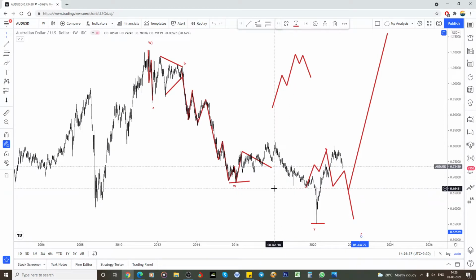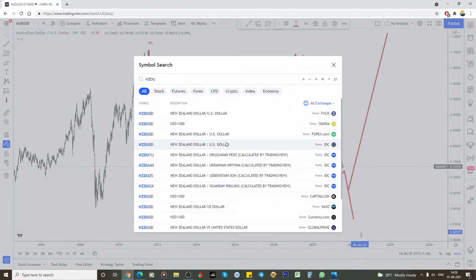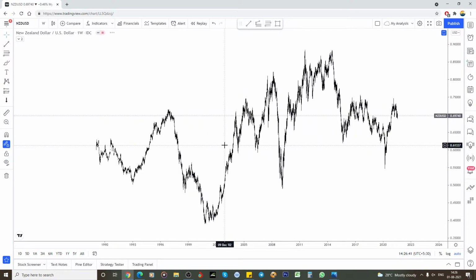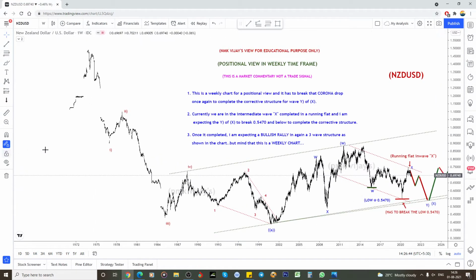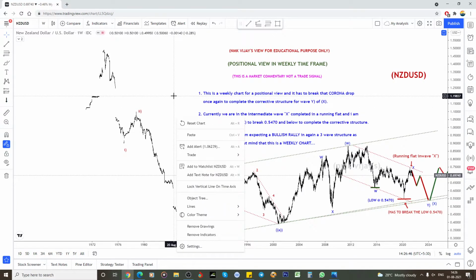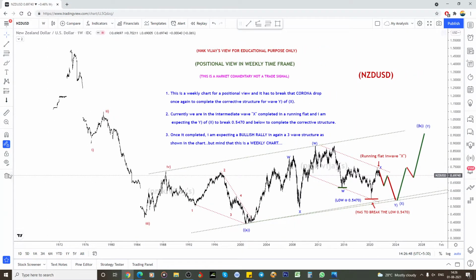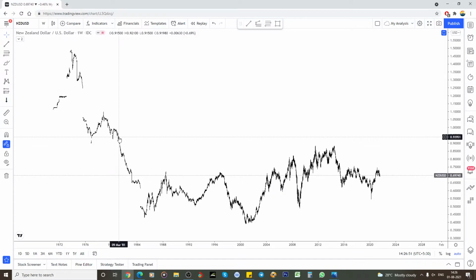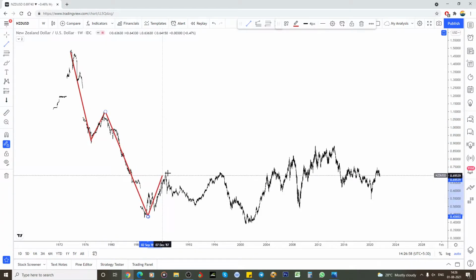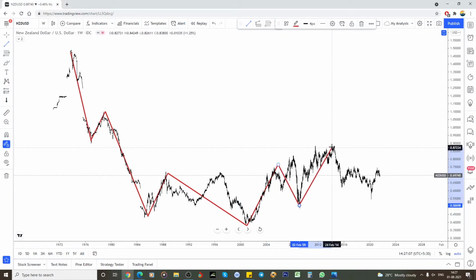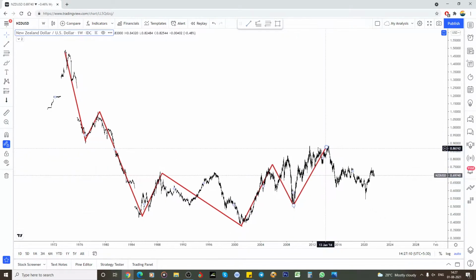So now we can move to the New Zealand USD in that IDC. See, I already did analysis here also, right? So for this also I will just delete for you and we can move on. Same as per 1, 2, 3, 4 and 5. It's looking the same as the Australian dollar and the New Zealand dollar. So after this, it did a three-wave structure. So here it's a three-wave structure in this zone.